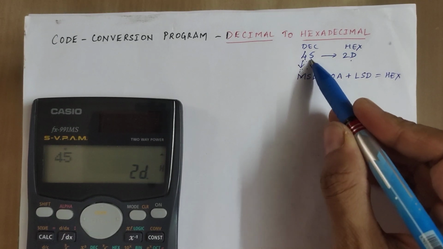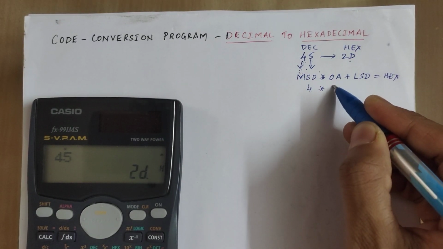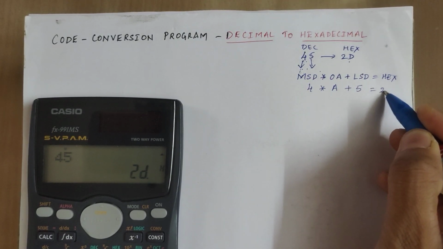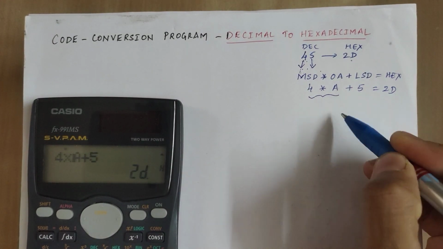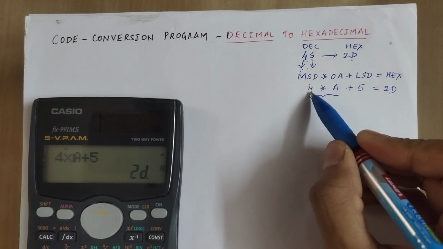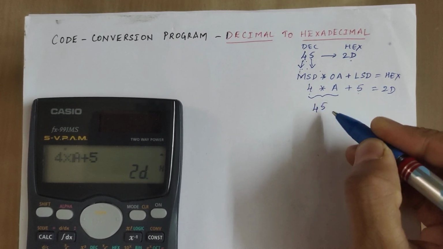Let's check. In 45, the MS digit is 4. 4 should be multiplied with A, and to this we're supposed to add 5, and this should yield us 2D. Let's check: 4 into A plus 5. So we get 2D. This product we will store in a register when we're doing it in the program. So now how do you extract 4 and 5 individually? By the process of unpacking.